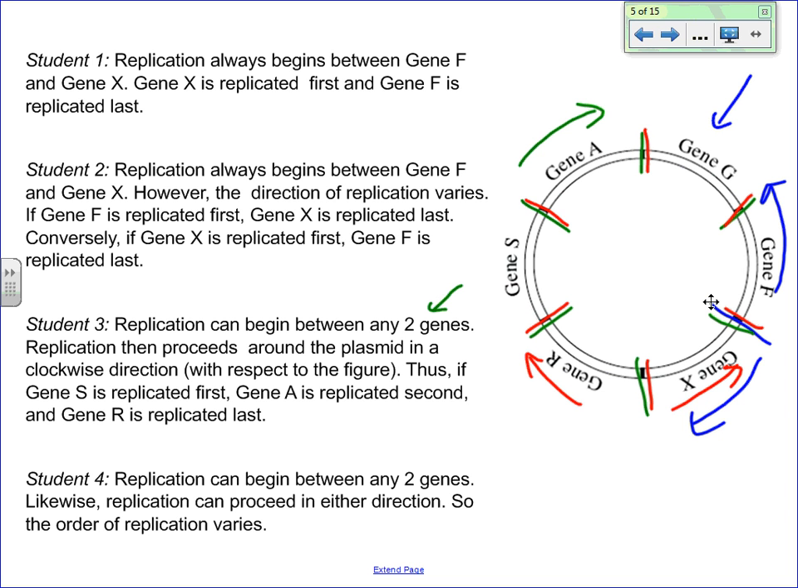All right. And then student 1, to finish up what we were talking about, student 1 says it has to begin between F and X, which is here, and it can only go... Ooh, which direction did it go in? How do you know it's clockwise? Oh, because it starts in X, so X is the first gene to be replicated, and F is the last one. So it starts in X, it goes to the right. X is perfect. If X is first over here, and F is last, it means it has to go clockwise.